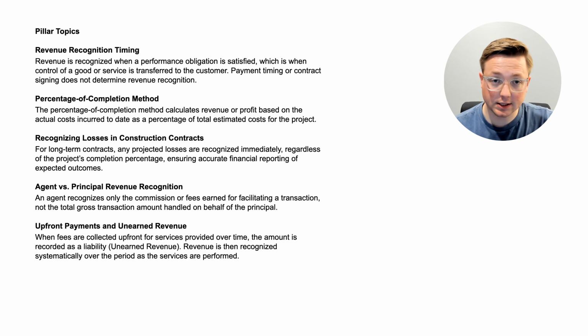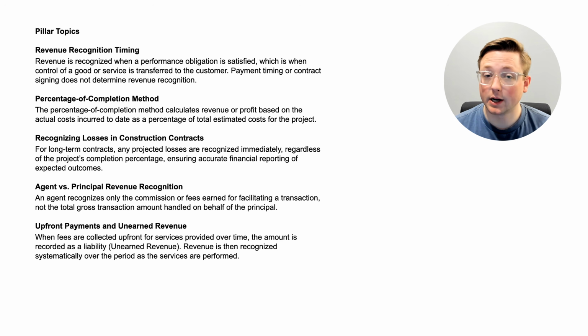They don't recognize the total gross transaction amount handled on behalf of the principal because, again, the principal is the one who is actually providing the product or providing the service. The agent in these cases is just the person who is kind of facilitating, hey, here's a customer, I'm going to send them to this principal or whatever the case may be. They are only going to earn their commissions or fees as revenue. They're not going to recognize the full amount that is actually going to the principal. And finally, with upfront payments and unearned revenue, when fees are collected upfront for services provided over time, the amount is recorded as a liability, and that would be unearned revenue.